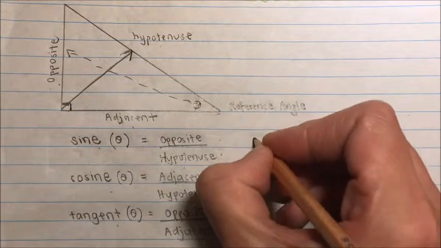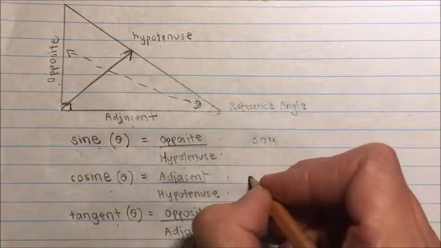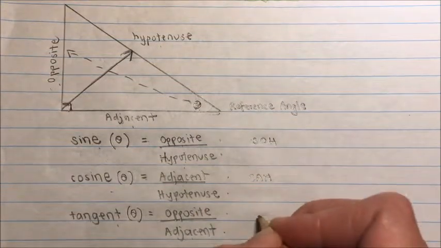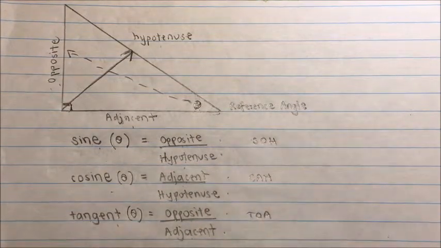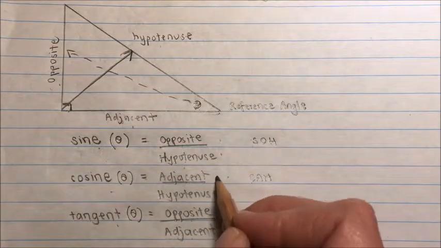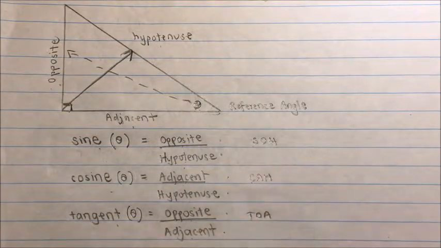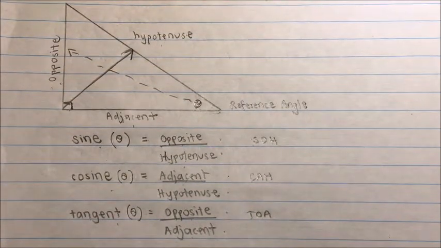To remember this, heaps of people use the mnemonic SOHCAHTOA. So remember: sine, opposite hypotenuse; cosine, adjacent hypotenuse; tangent, opposite adjacent. That's SOHCAHTOA, and I'll say that a lot as we go through.